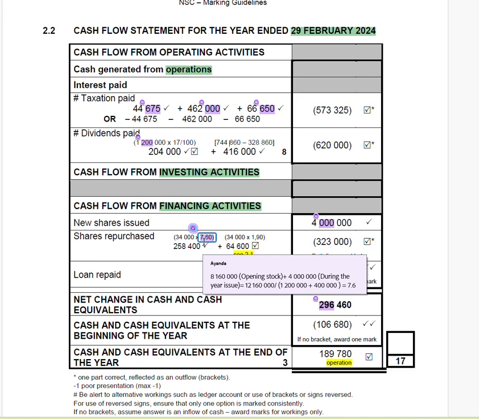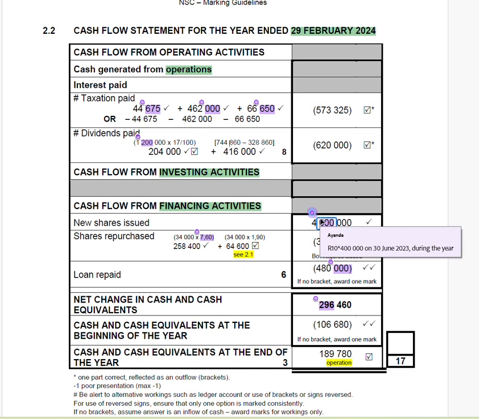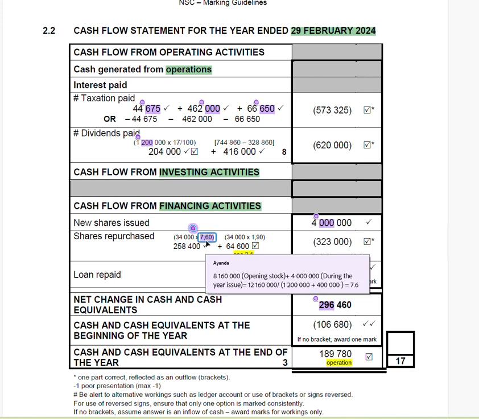And then during the year, they made the sale. So the sale is 4 million. So now we know that the 4 million of the new issue shares and the 8,160,000, which is the total value of the shares that were already in the public, right? So now if we add the two, you get 12,160,000.